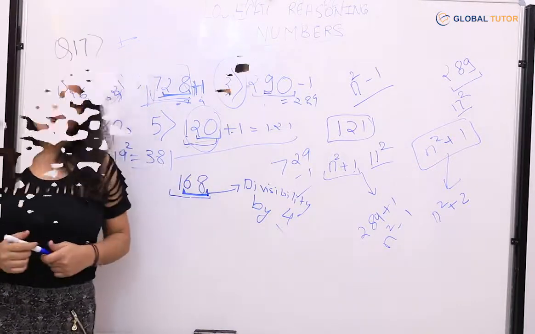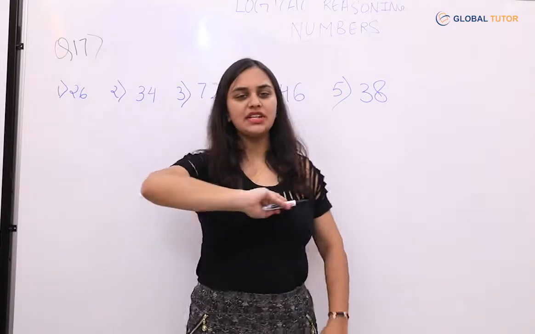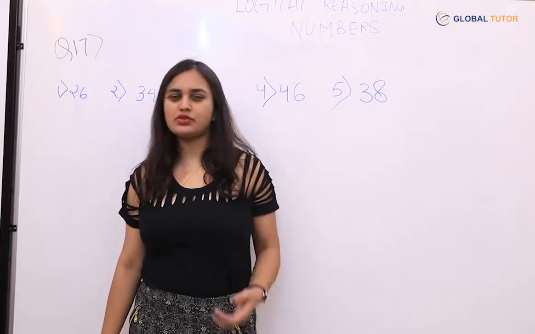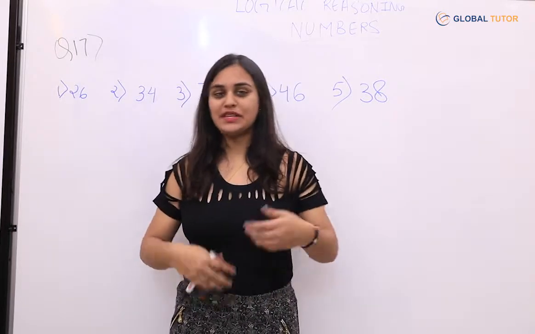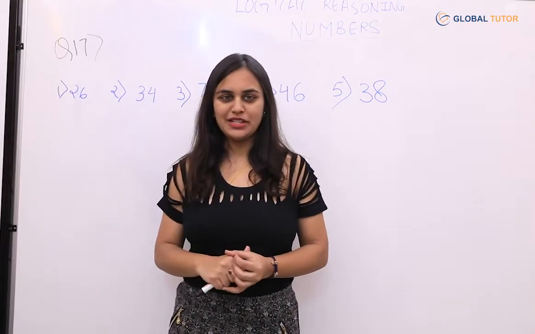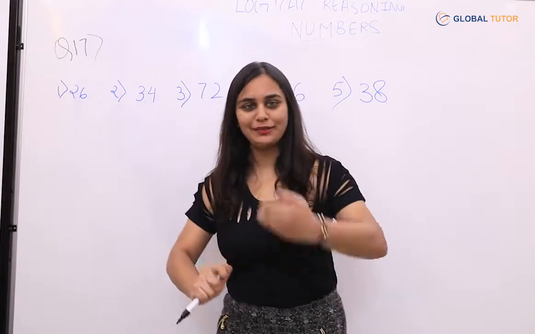Let's get on to our next question. So let's move on to our next problem. It is question number 17 of the logical reasoning section. One of the people in the classroom told me that I was going way too fast, and that I was speaking way too fast, and that they were missing it somewhere in between. So I'm going to be a little slower, and I'm going to be talking a little more softly.